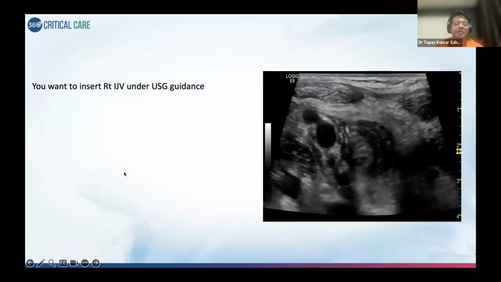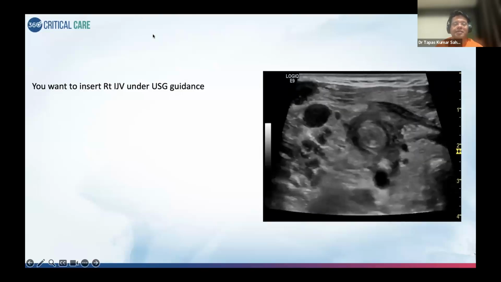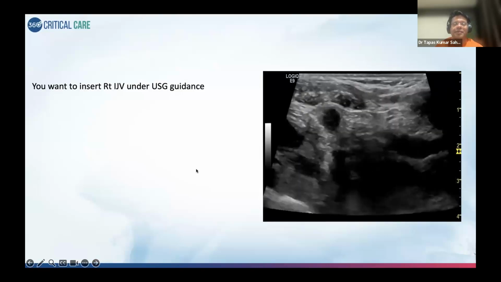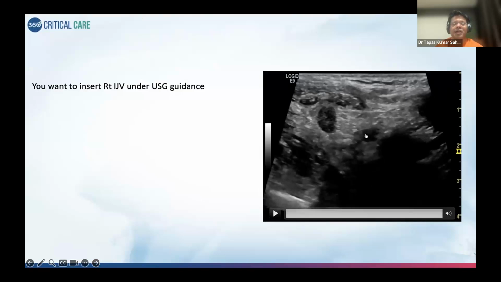What is happening? Right IJV thrombus. Okay. Are you sure you are getting it right-sided or left-sided? Is there anything mentioned in the question itself? You have to always see whether it is right or left, rather than answering just IJV thrombus. Okay, perfect.